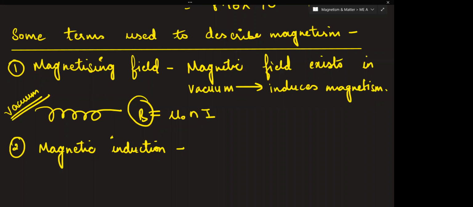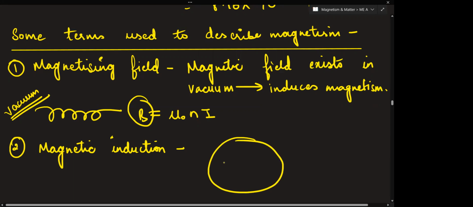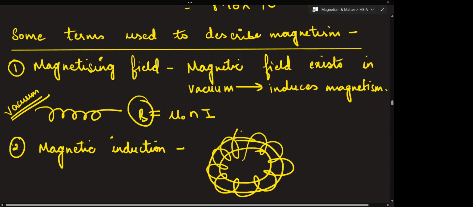See what happens when a magnetic material is kept in a magnetizing field. Let's say some circular ring is given, and we have wrapped it with the help of wire. Ultimately, this material will also develop a magnetic field. So the total magnetic field inside this magnetic material is the sum of all the fields that it is containing. That's why we call it magnetic induction.